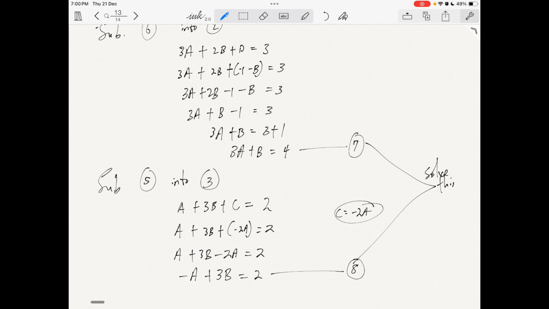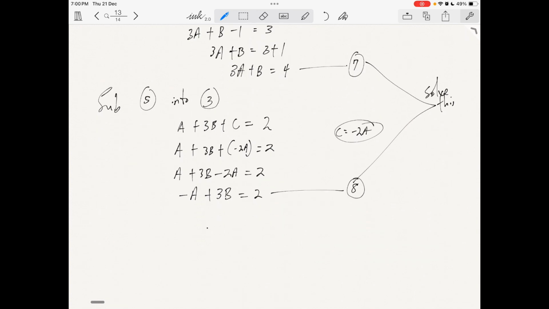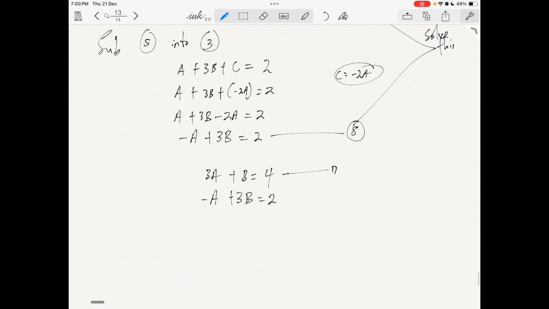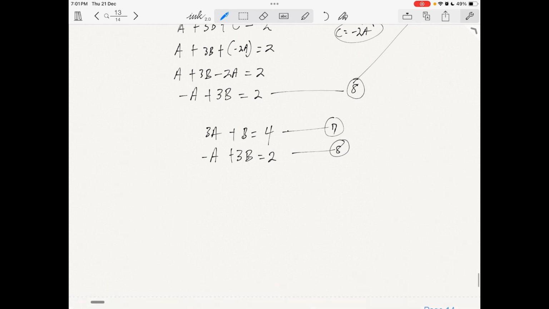Maybe solve by substitution or something. Let's bring them together. 3a plus b is equals to 4, and minus a plus 3b is equal to 2. Let's say this is equation 7 and this is equation 8. This obviously can be solved easily. I don't know if I should spend time on it. Okay, let's try and spend time on it. So let's solve by substitution.